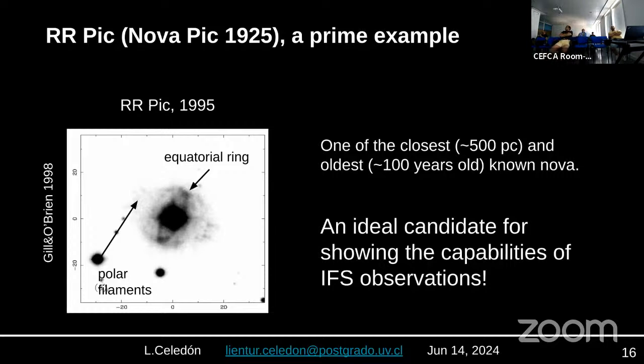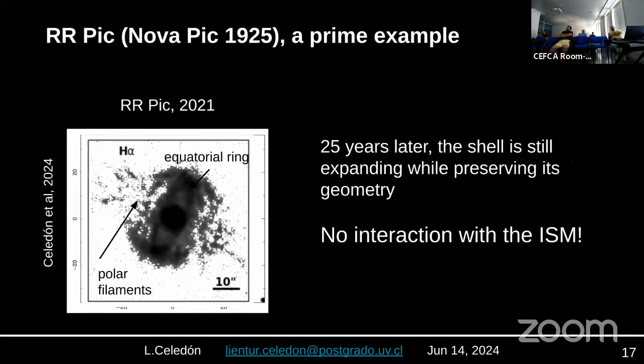It was the last image in 2000, and since then we didn't know how this evolved until we got the MUSE data. So 25 years later, in 2021, we obtained this image of the nova shell. Here we can see how the system has expanded continuously, without any sign of deceleration since the last image. The different structures that compose the shell are also more notorious.